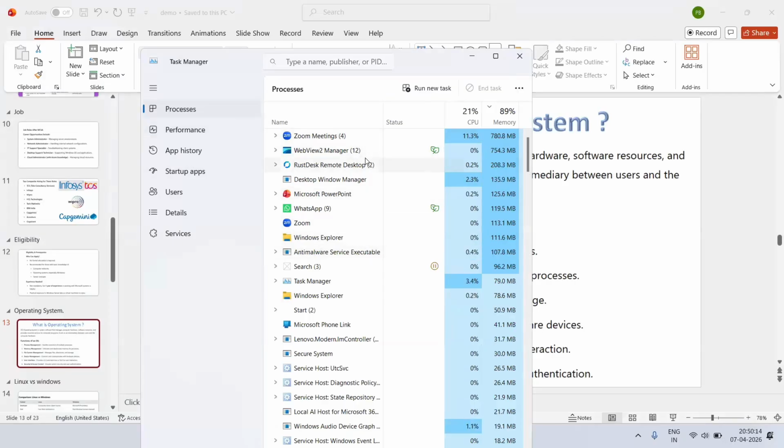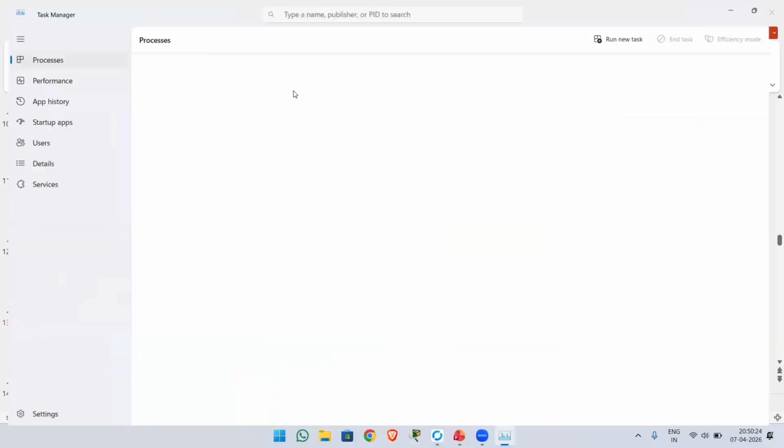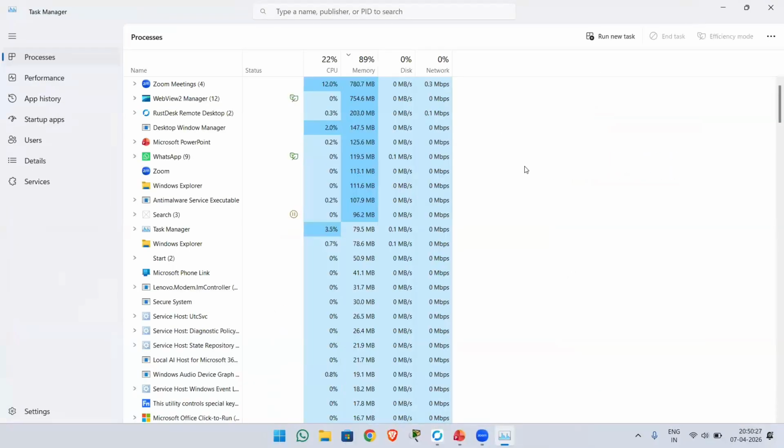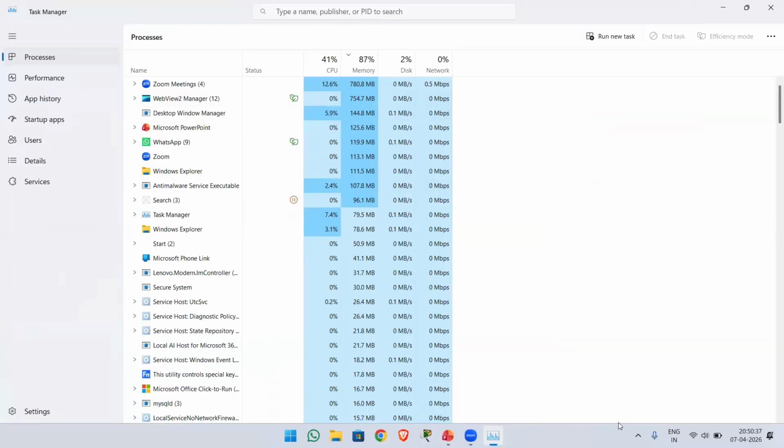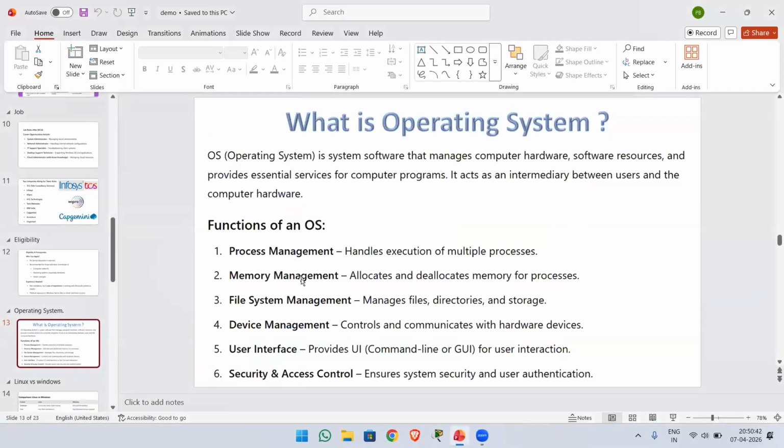Sometimes you can see that an application is stuck. Let's suppose Rustdesk is not closing. We are trying to close it manually from the graphical interface, but it is not closing. So what you can do is come to the Task Manager, right-click on that service, and click on End task. It will forcefully turn off. So we have process management, the execution and handling of multiple processes. It is done by our operating system.